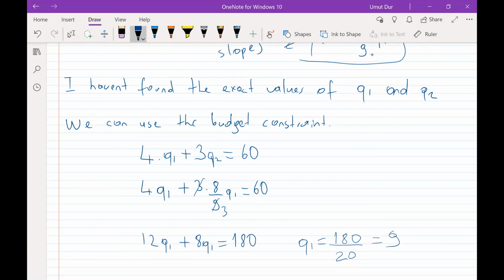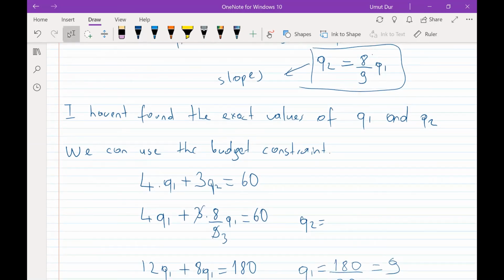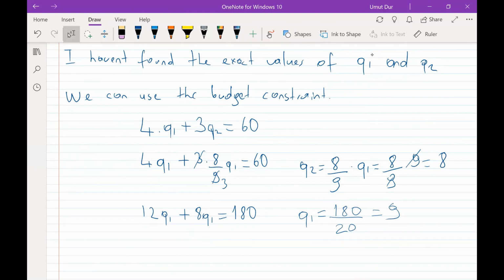Then what will be the value of Q2? Remember that Q2 is equal to 8 over 9 Q1. If I plug in the value of Q1, 9, it will be 8 over 9 times 9, which is just 8. So the optimum bundle is Q1 equal to 9 and Q2 equal to 8.